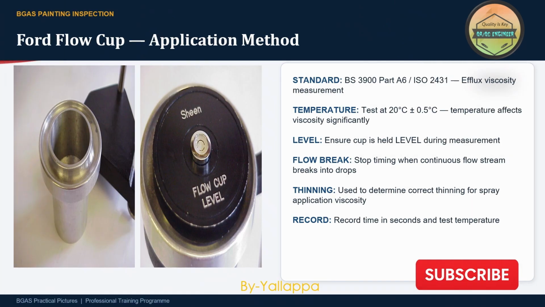This slide demonstrates proper Ford cup testing. The cup must be clean and level before testing begins. The coating is poured into the cup until full, and timing starts when the flow begins. Timing stops when the continuous stream breaks. Accurate timing is essential because even small errors can significantly affect results.